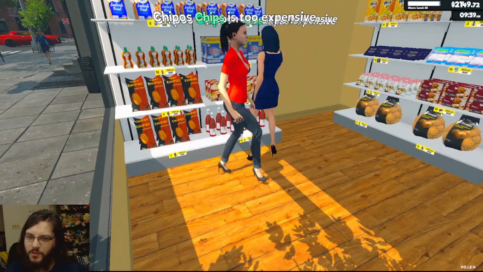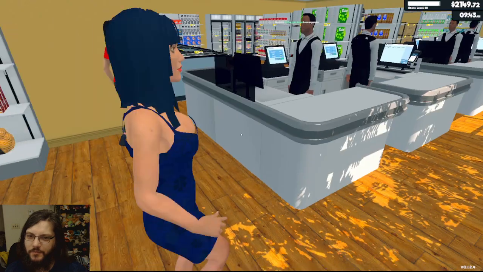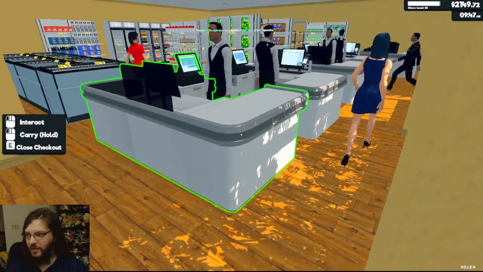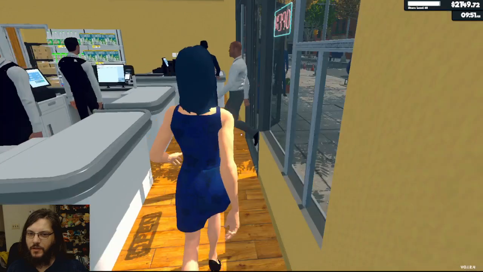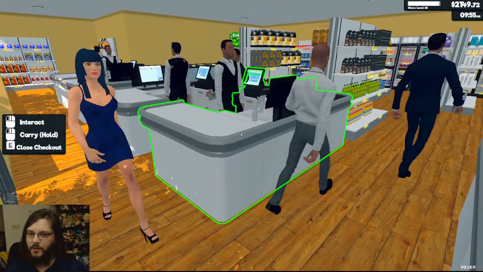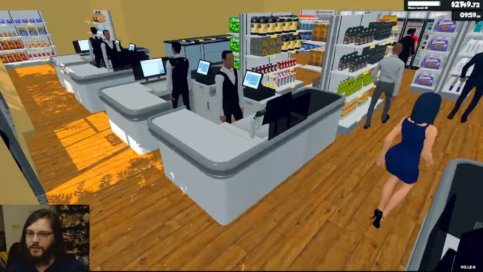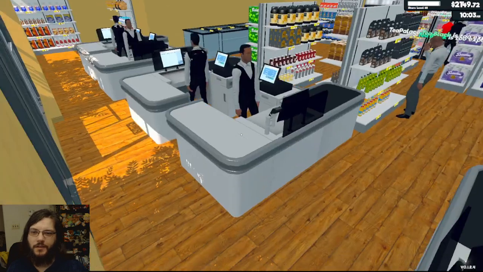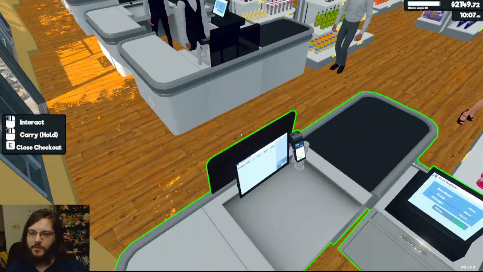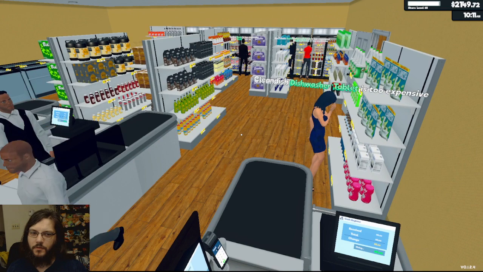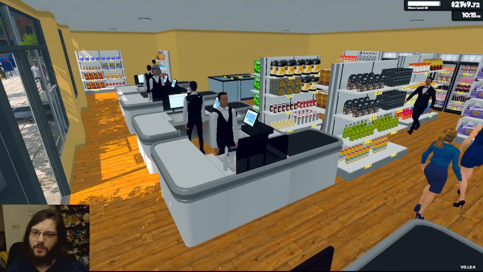Like, it's too expensive. Shit. Look, if I'm gonna tank this place, it's gonna be because of whatever. And if I earn any money, it'll be... everything's too expensive.